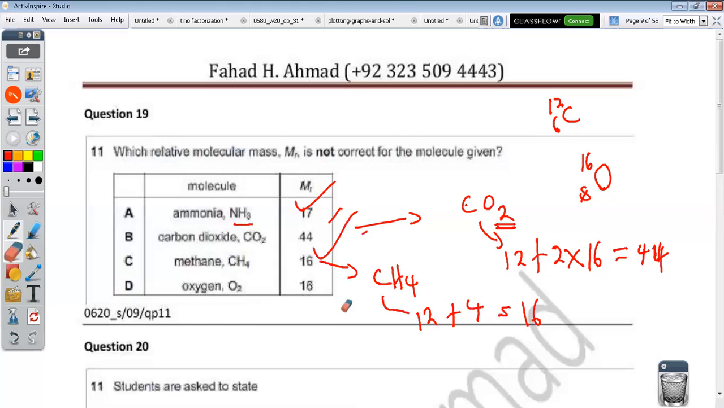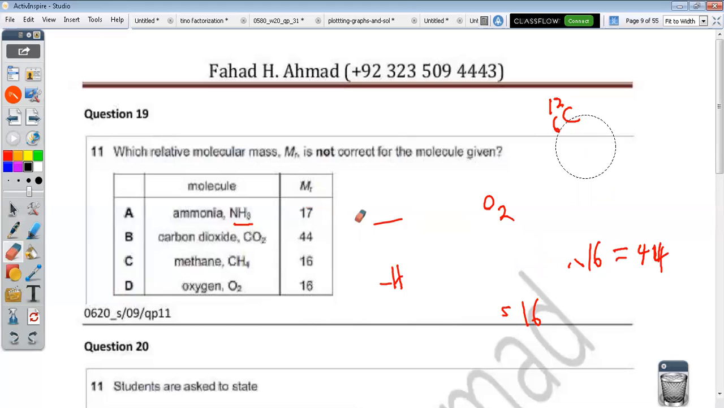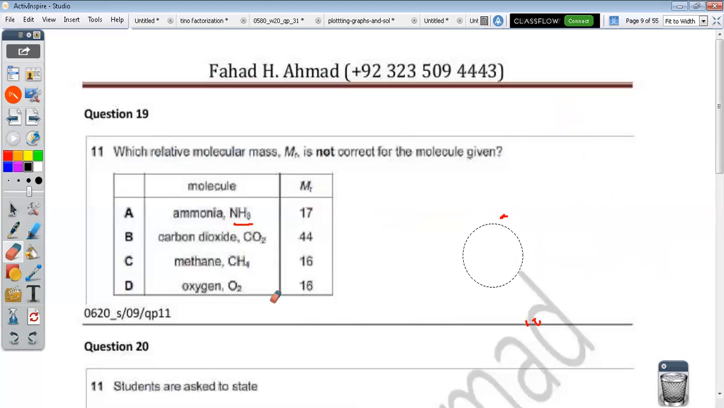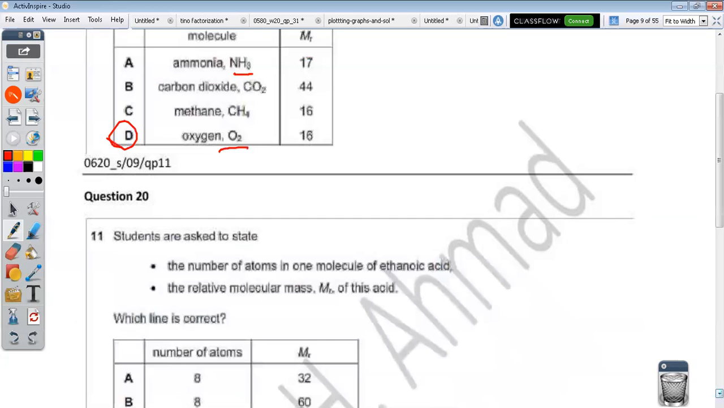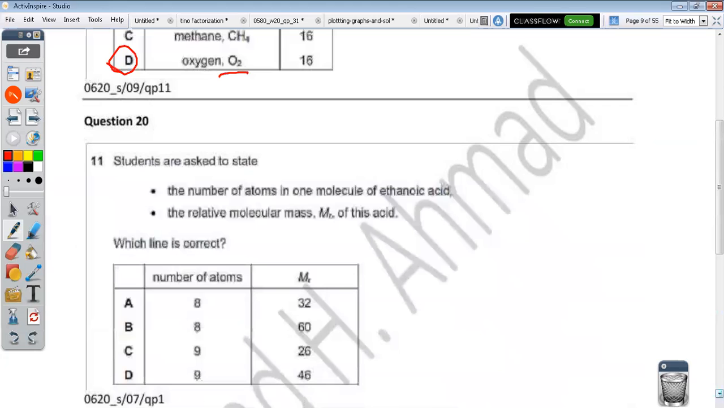What's the problem with the last part? Because I have two oxygens, I don't have one oxygen. So it can't be 16. It's 32. So what's the answer then? It's a wrong MR, because this is all two, not just oxygen. Is that making sense now? Or not making sense?